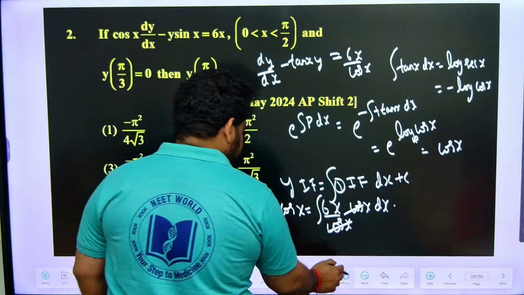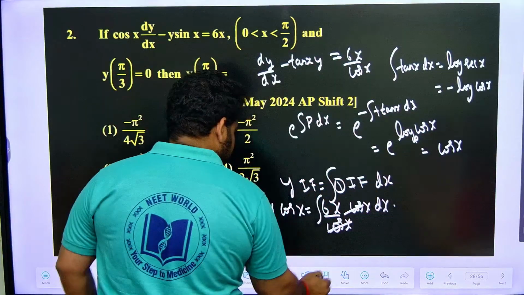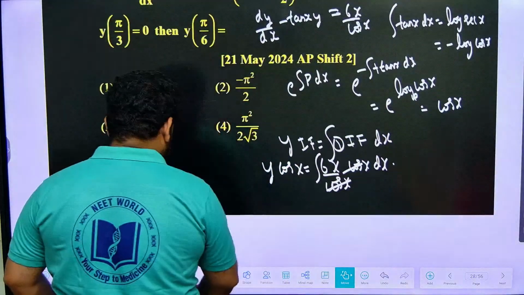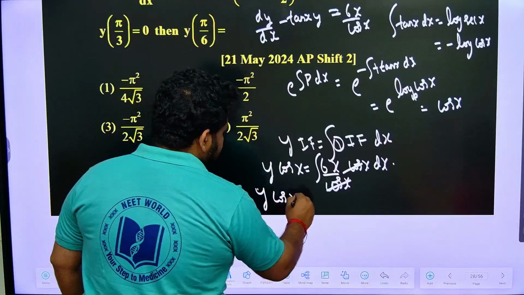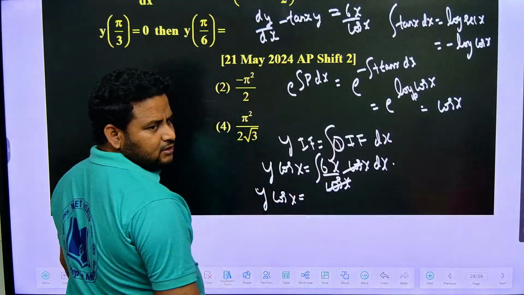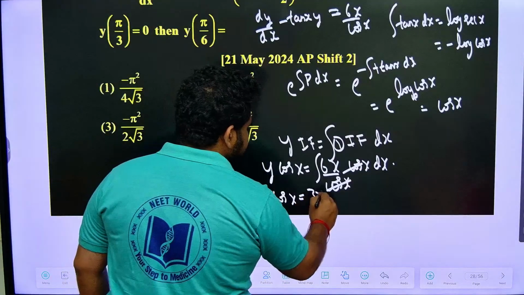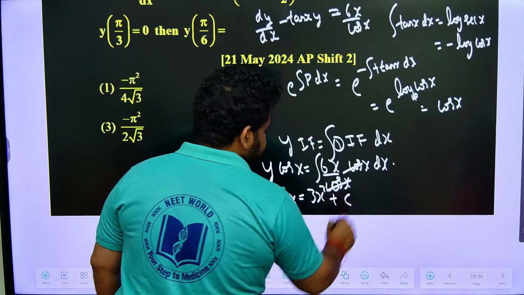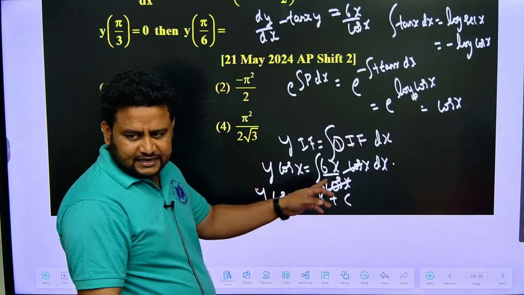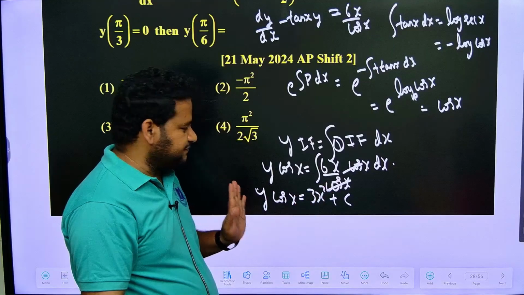Now see here. y into cos x is equal to 6 into x square by 2, that will become 3x square, plus c. Why 3x square? Because x square by 2, 2 3s are 6. Okay, 3x square plus c. This is what we are having.